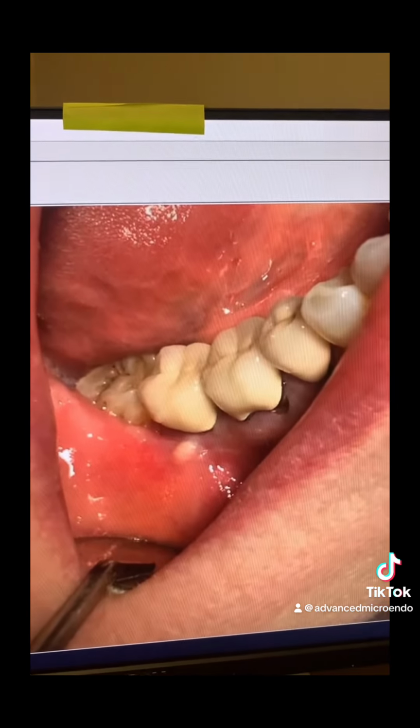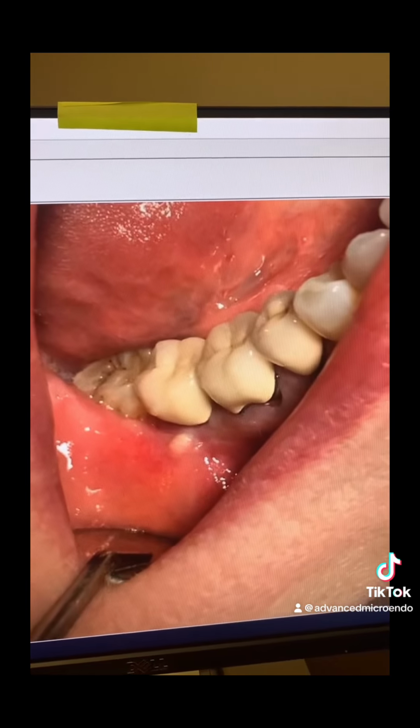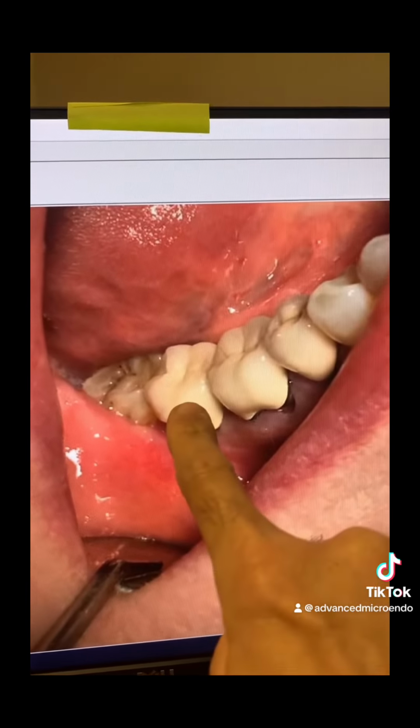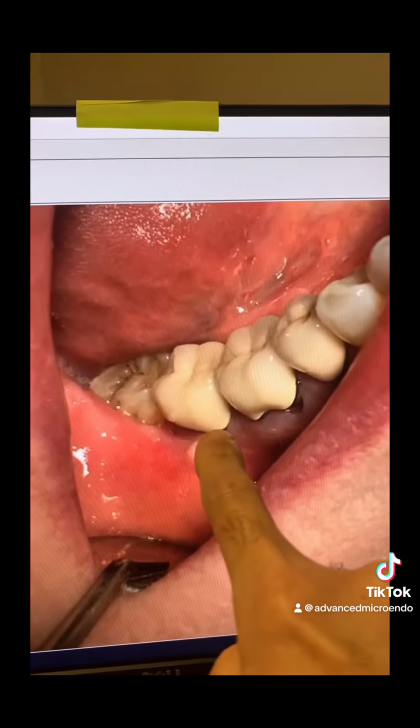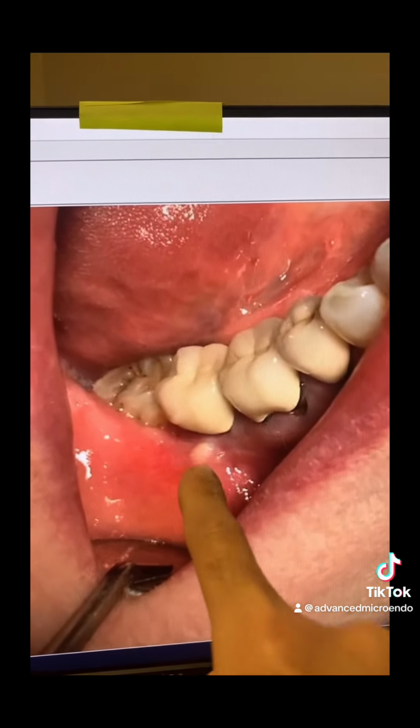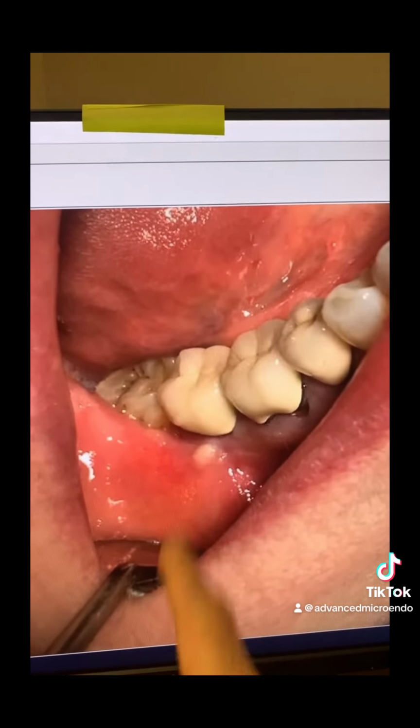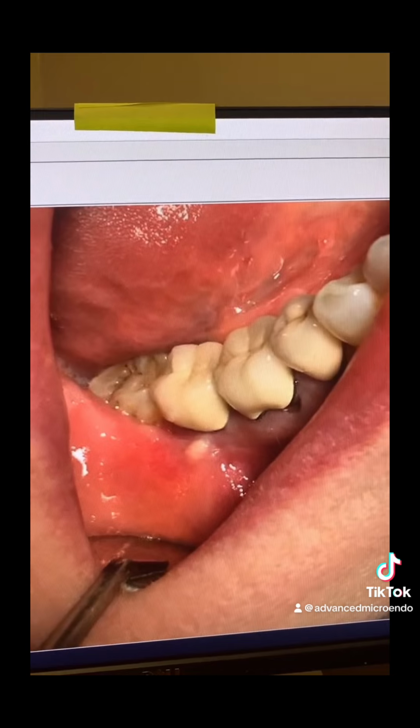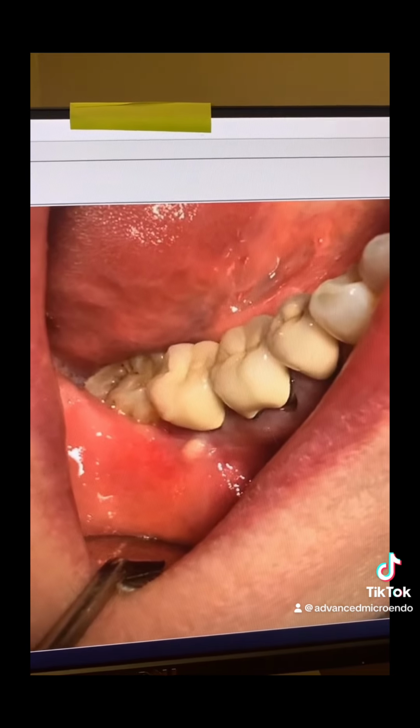Okay, so that's one thing that this clinical examination will tell you. Now look at tooth number 31. You can see there is a sinus tract right there, and as I said, mid-buccal probed 8 to 9 millimeters. All right.